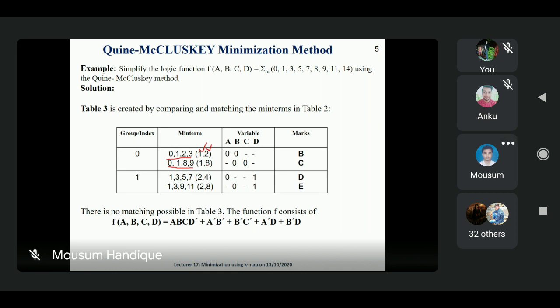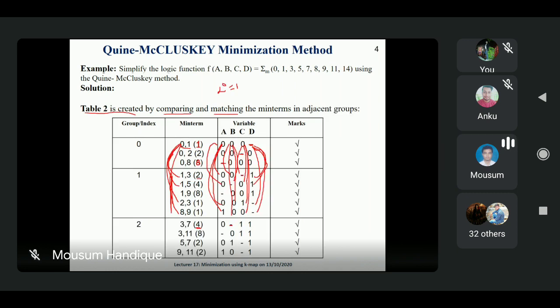Same thing. Again compare 1, 3, 3, 7. 1, 3, 3, 7 is not possible because this one is 0. The first bit, I'm reading from the MSB, is 0, but the second bit is different, 0 and dash. The third bit also dash and 1. So the last bit, that means it is more than one difference. So we cannot group 1, 3, 7. So this way we can continue.